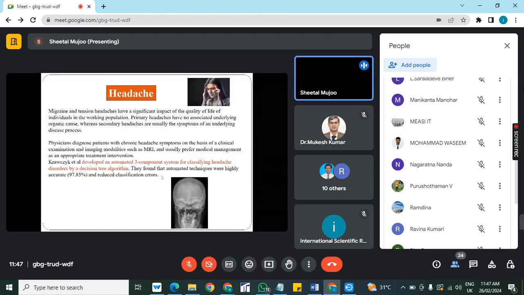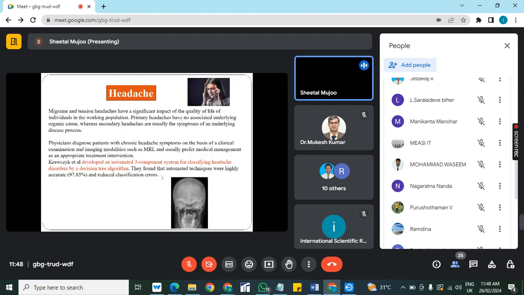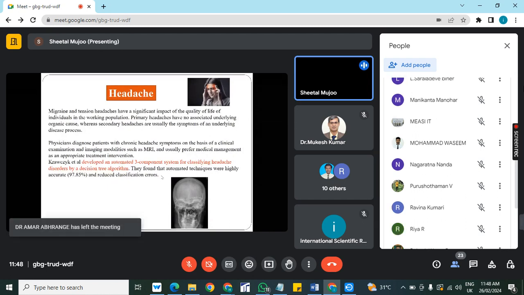Physicians usually, till date, diagnose patients with chronic headache symptoms based on clinical examination and imaging modalities such as MRI, and usually they prefer medical management for the treatment. Kraswickel et al. developed an automated three-component system for classifying headache disorders by an algorithm, and they found that automated techniques were highly accurate and reduced the classification errors, because there are chances of errors in classifying the type of headache the patient is having.